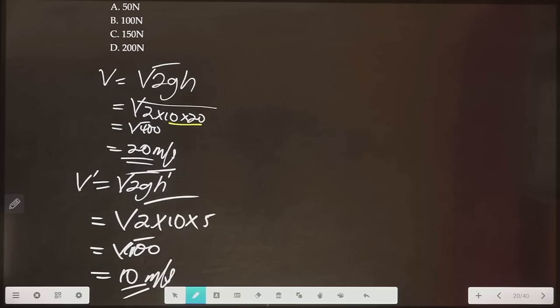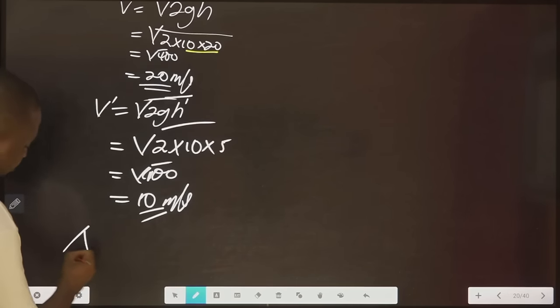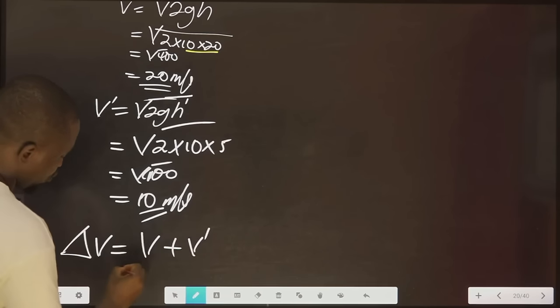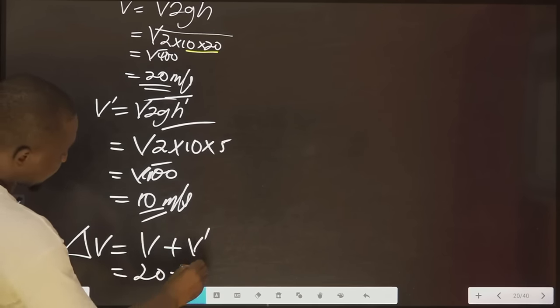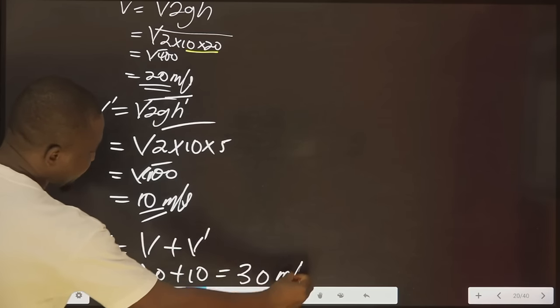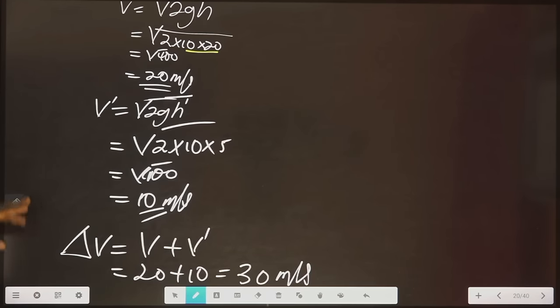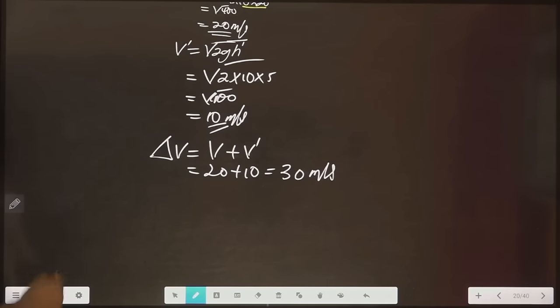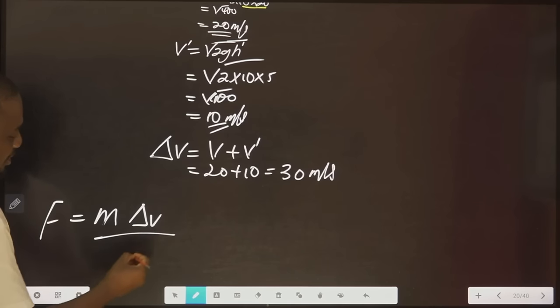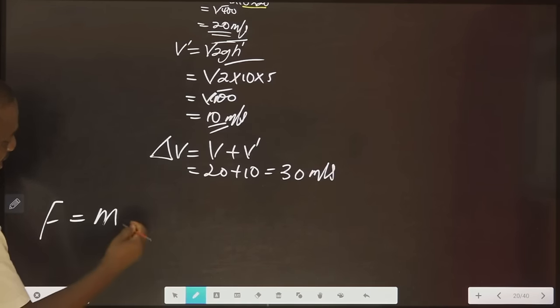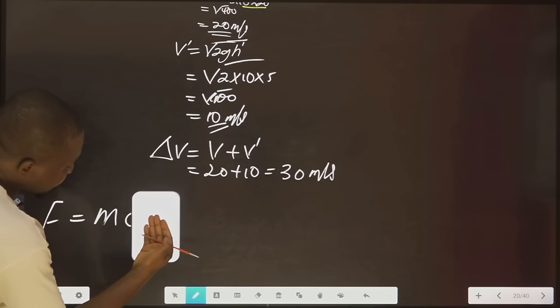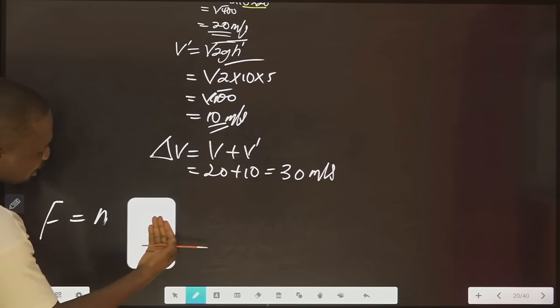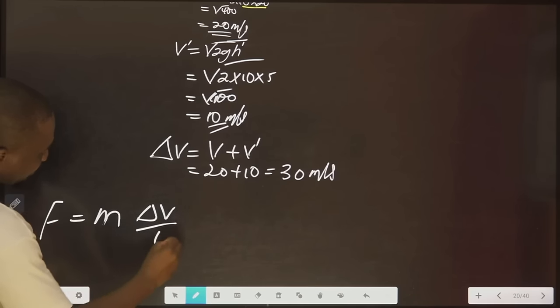Okay? The next thing we need to do now is to calculate the total change in velocity. So the total change in velocity is equal to V plus this, which is 20 plus 10, equals 30 meters per second. Now that we know the change in velocity, all we have to do to get the force is say F is equal to m, the mass, multiplied by change in velocity over t. What am I doing? I'm simply saying ma, okay? But what is a? A is always v over t. But what is actually t in this context? It's change in v over t, okay?